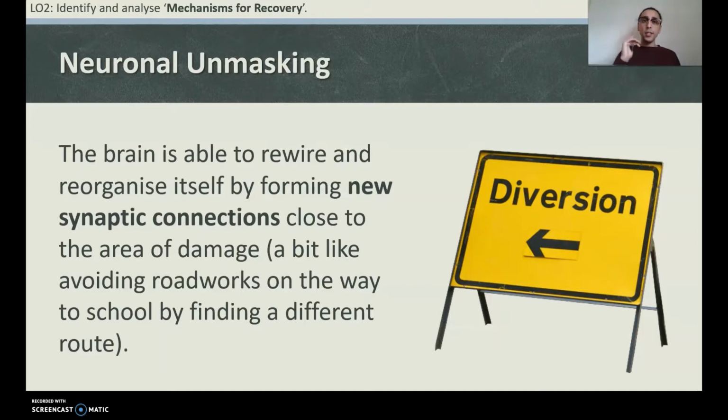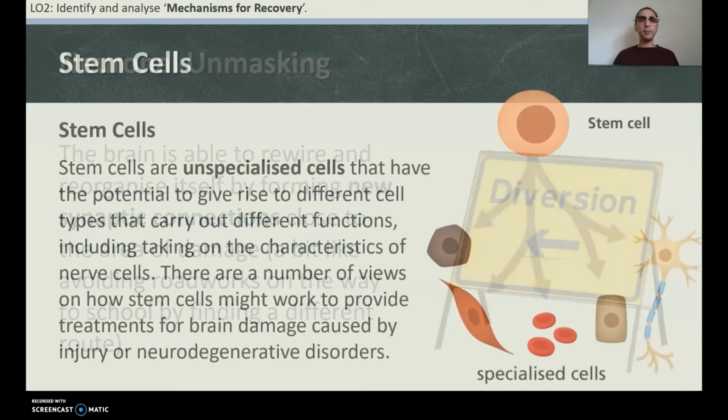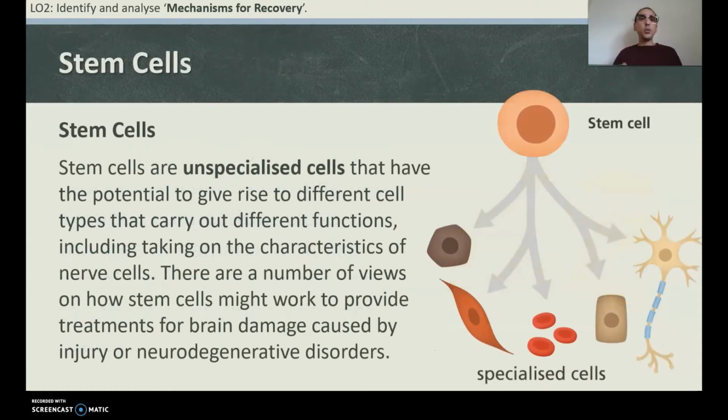So the brain finds a reroute. It reroutes it through old synaptic connections that aren't being used, and it reawakens them, and it means that you can go through that now. And it's found an alternative diversion route to get to what it wanted to do. How impressive is that? The alternative is also stem cells.